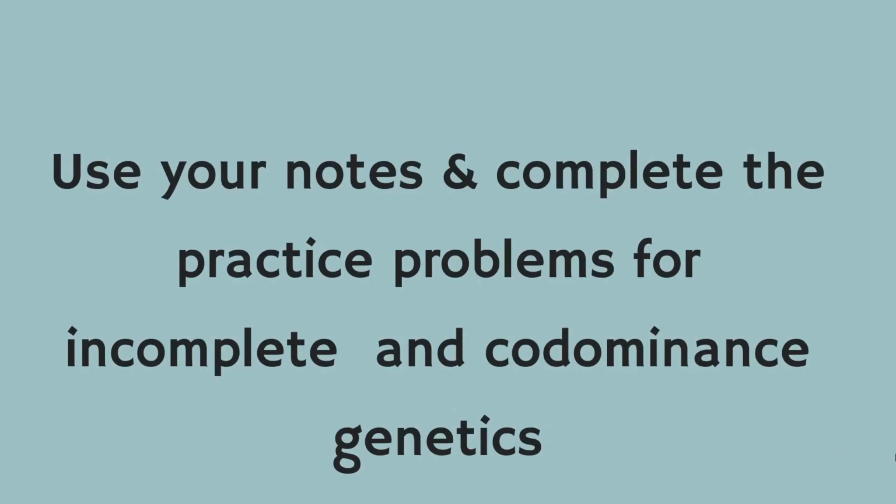Now that you have your notes for non-Mendelian genetics regarding incomplete dominance and codominance, I want you to complete your practice problem sets for both of these types, using your notes if you need to. Keep in mind, with incomplete dominance, neither is dominant over the other, so they end up blending. And with codominance, co meaning with, both dominant alleles appear within the organism.